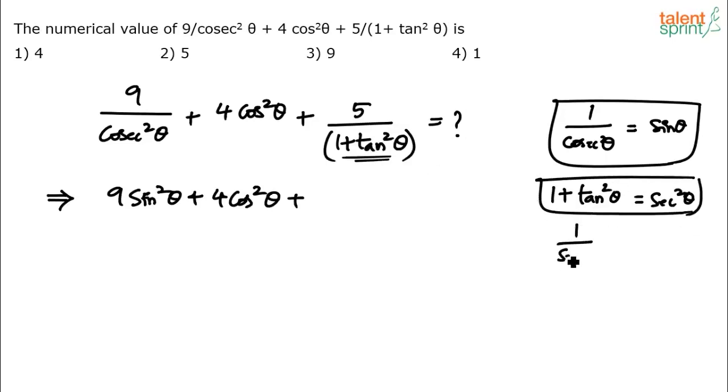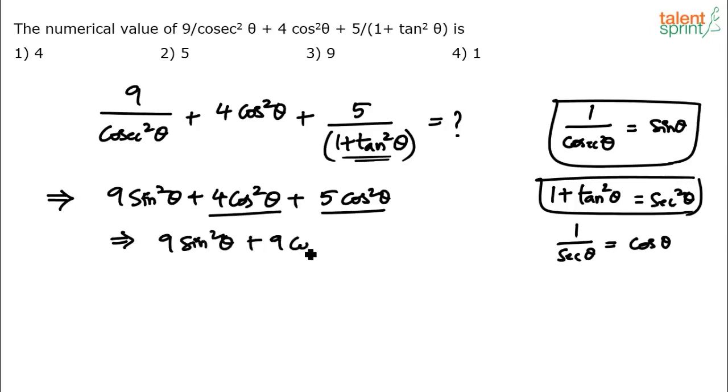But again, I know that 1 by secant theta is cos theta. So overall, this will become 5 by secant square theta, which is 5 cos square theta. Again, if we see, 4 cos square theta plus 5 cos square theta is 9 cos square theta. So what do we have finally? We have got 9 sine square theta plus 9 cos square theta.